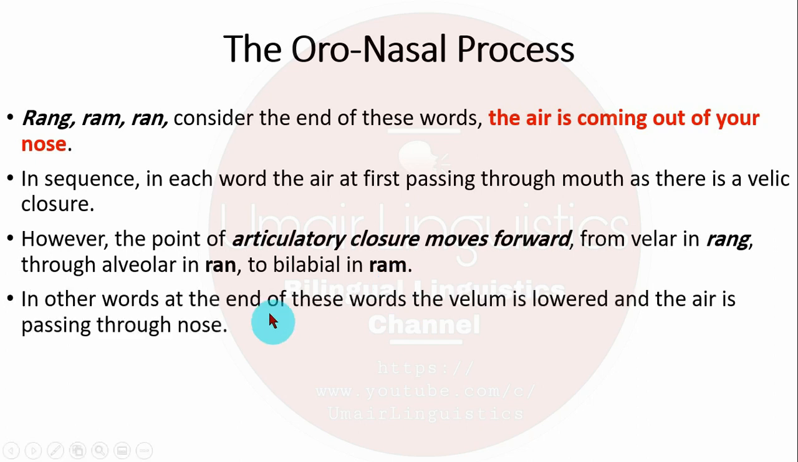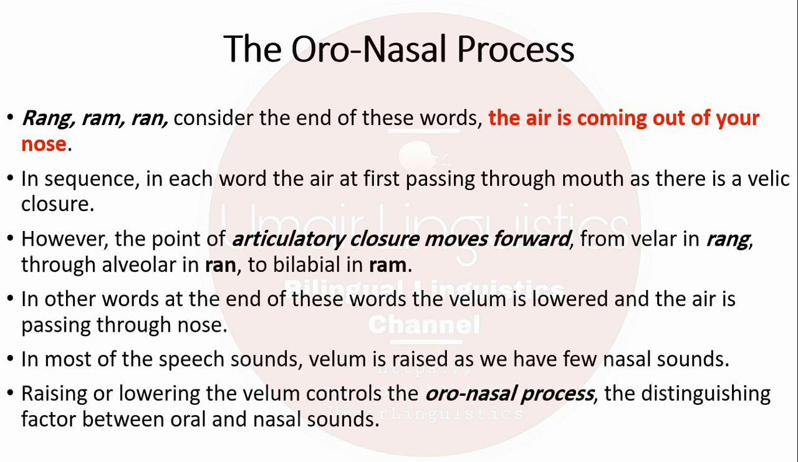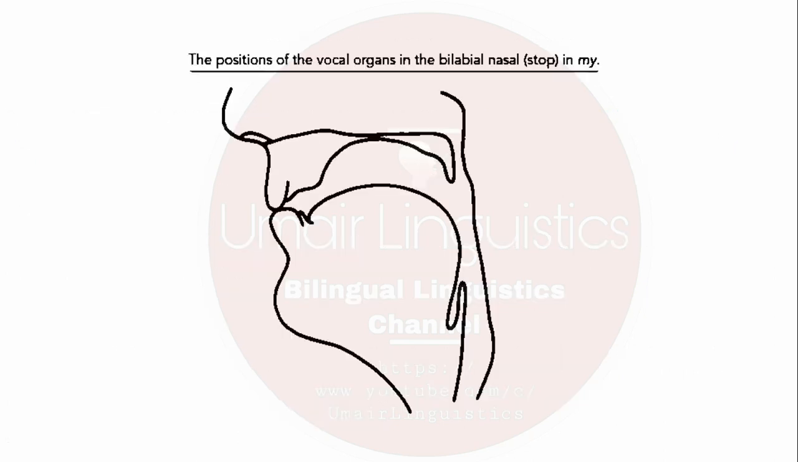In other words, at the end of these words the velum is lowered. When the velum is lowered, the air is passing through the nose. And in most speech sounds, the velum is actually raised, as we have few nasal sounds. So raising or lowering the velum controls the oro-nasal process, the distinguishing factor between oral and nasal sounds. So let me describe it through a picture as well.